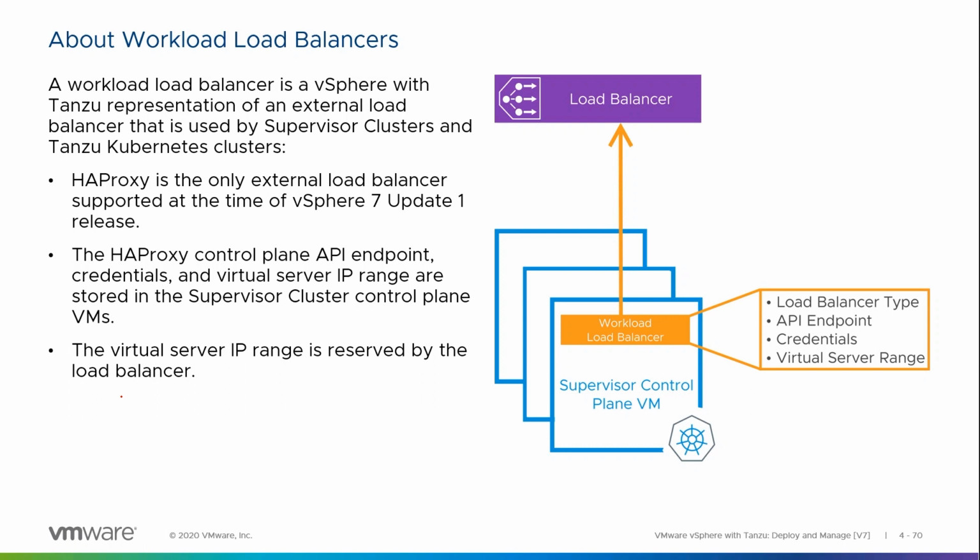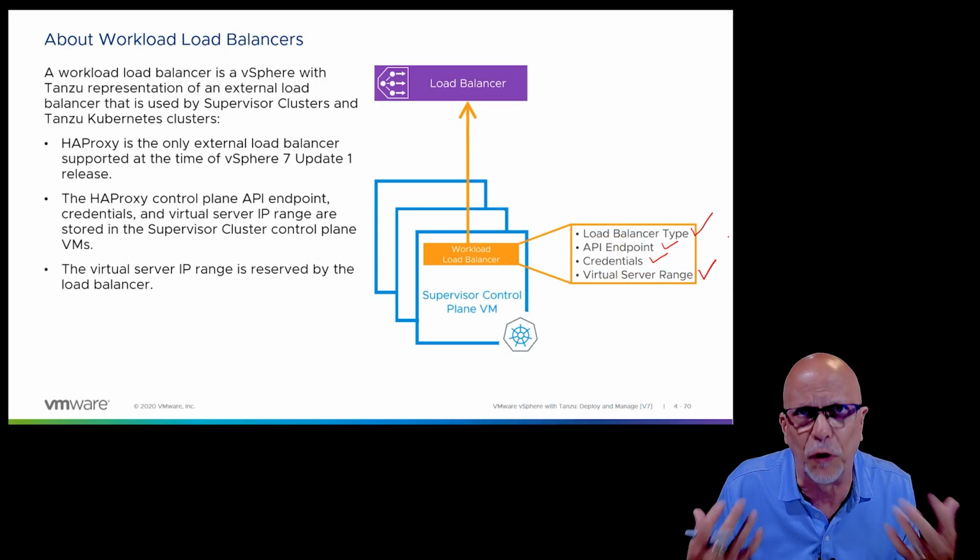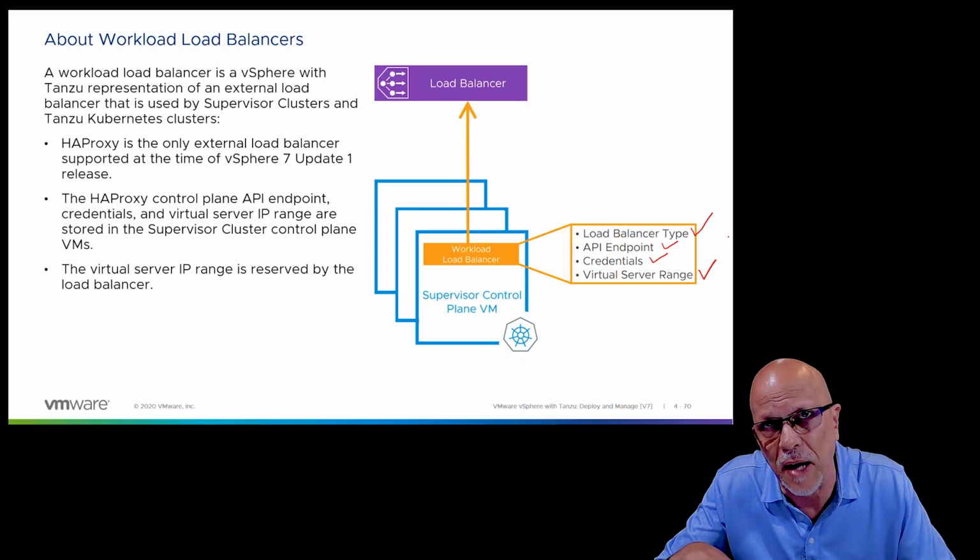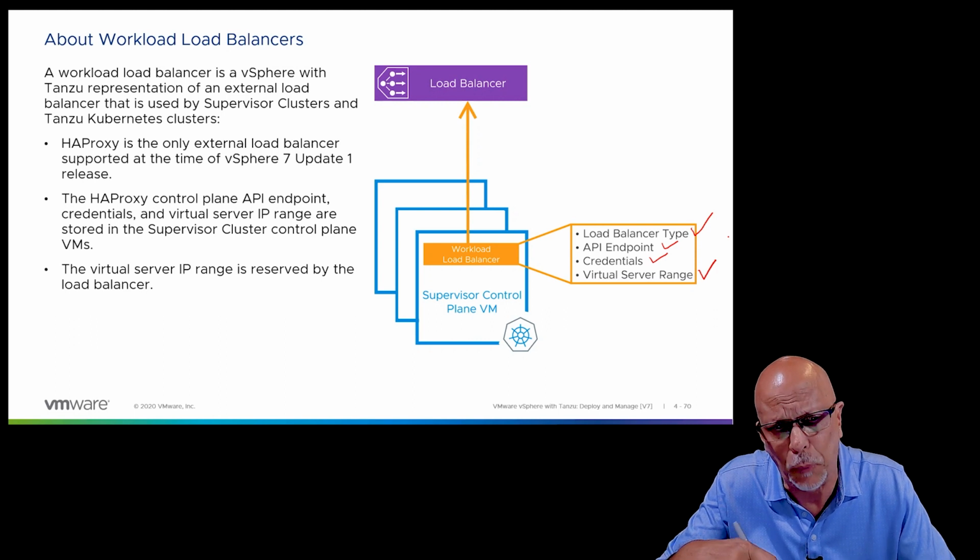We're going to have to tell it, hey, I'm deploying this on a vSphere distributed switch, and this is my load balancer type that I've deployed already for you. Here's how you reach its API endpoint. Here's the credentials to log into that load balancer. And here's the virtual server range of IP addresses as I try to consume more of this load balancer. In other words, making additional virtual servers. Where would he get his IP address from out of this specific pool?